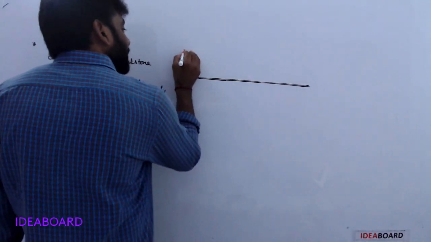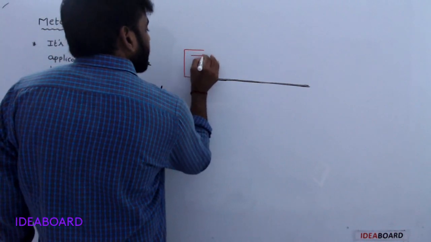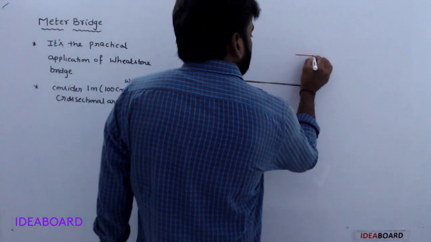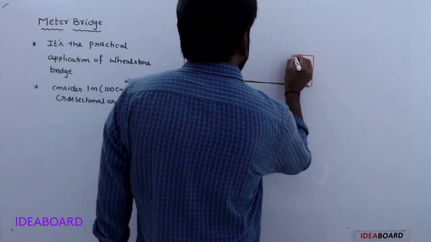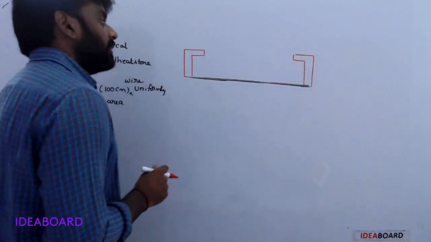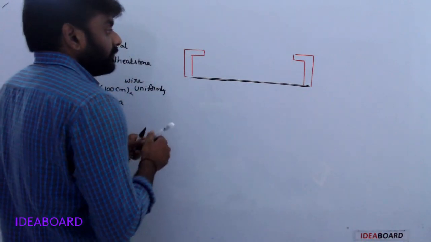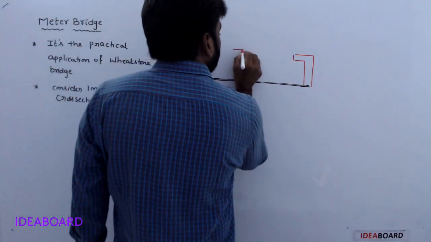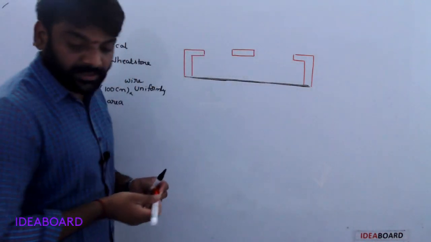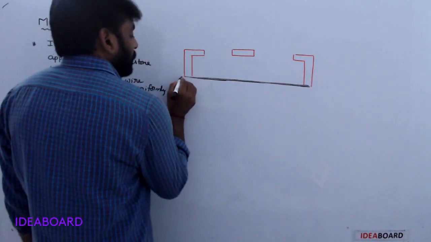These two copper strips are L shaped. Understood? In between, there is another copper strip. Understood?